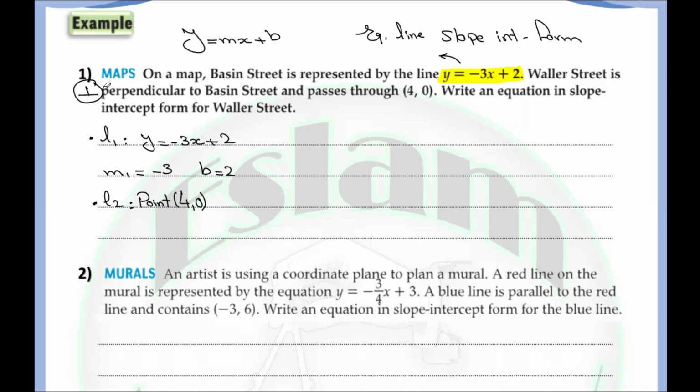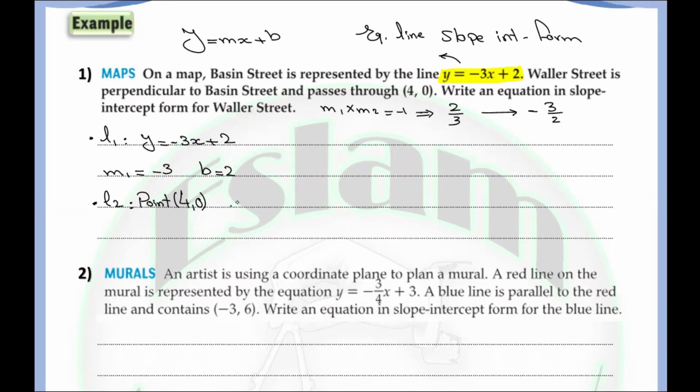What is the meaning of perpendicular? It means their slopes satisfy m1 times m2 equals -1. If the first one is positive, to make the answer negative, the second one must be negative. If the first one is negative, the second must be positive. If the first is 2 over 3, the second must be -3 over 2. So we found the slope of the first one is -3.